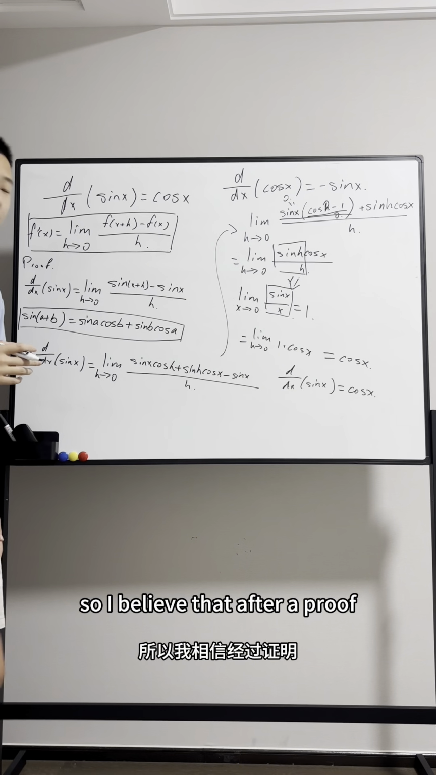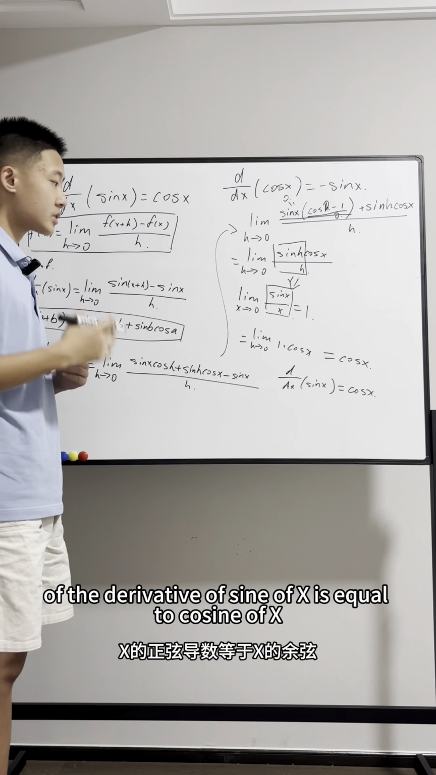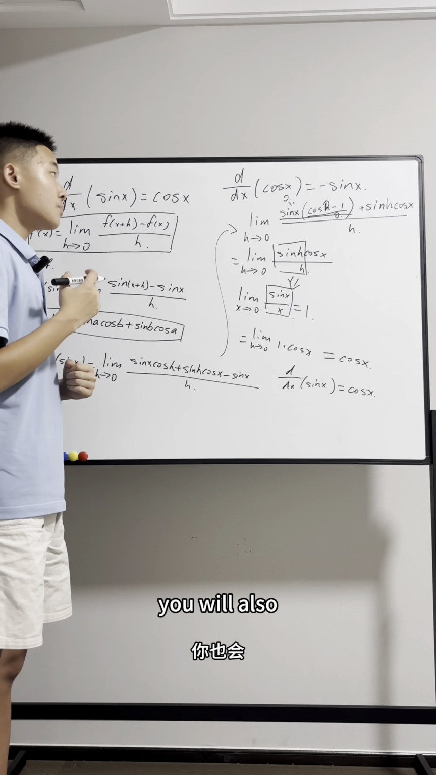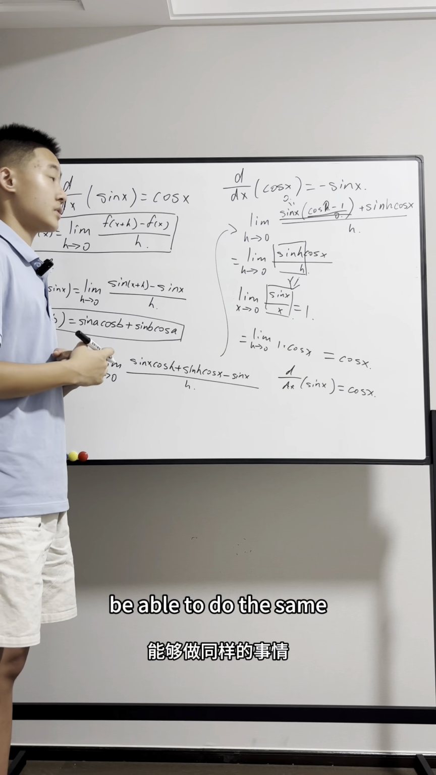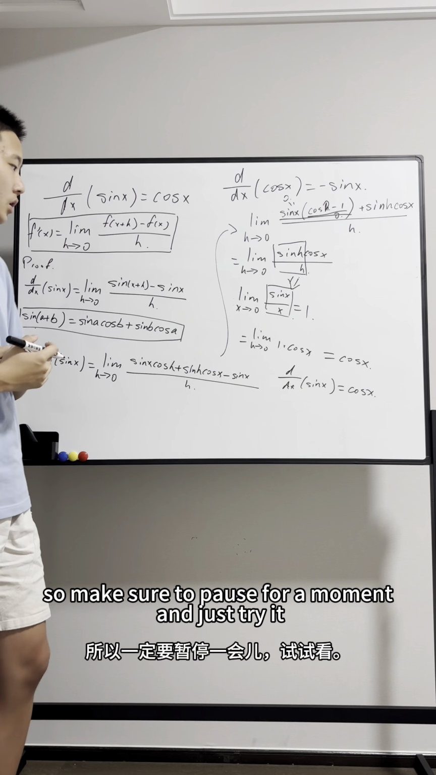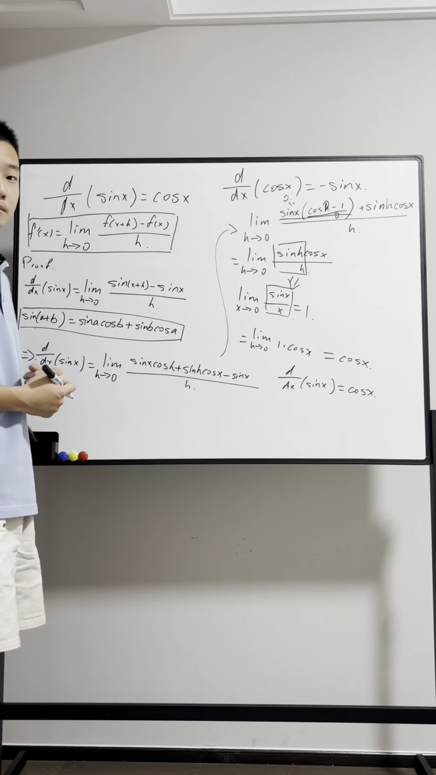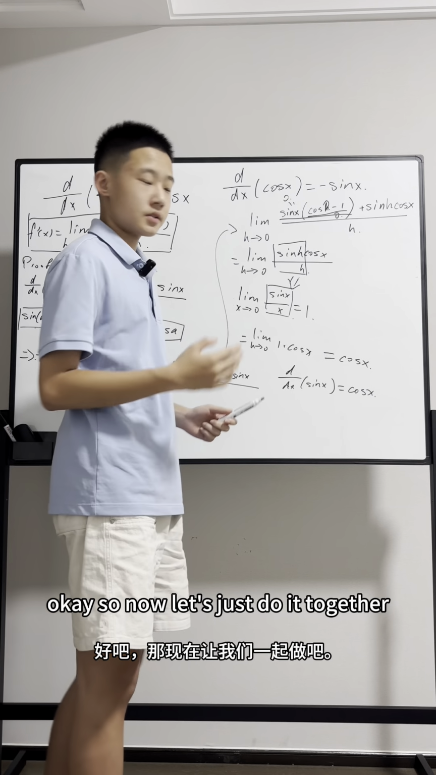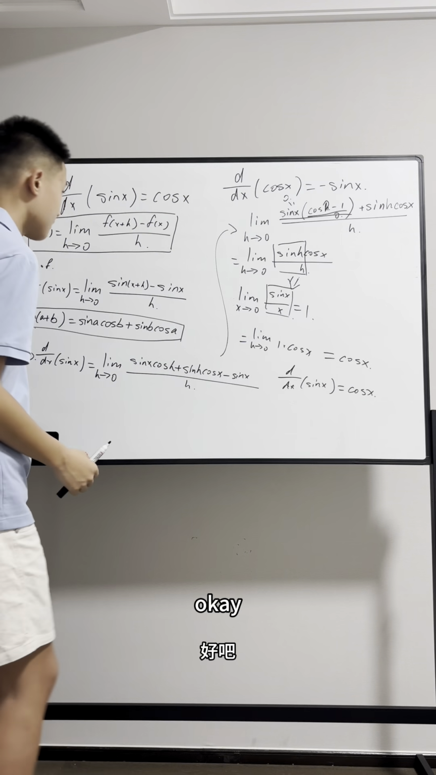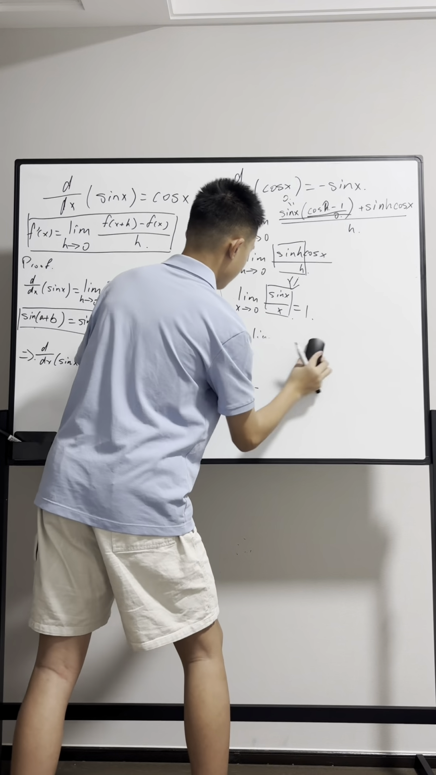So I believe that after our proof of the derivative of sine of x being equal to cosine of x, you should also be able to do the same with the derivative of cosine of x. So make sure to pause for a moment and just try it by yourself. Okay, so now let's just do it together. Let me erase everything here.